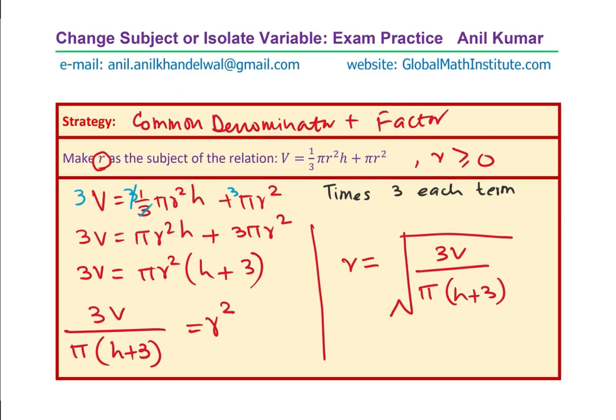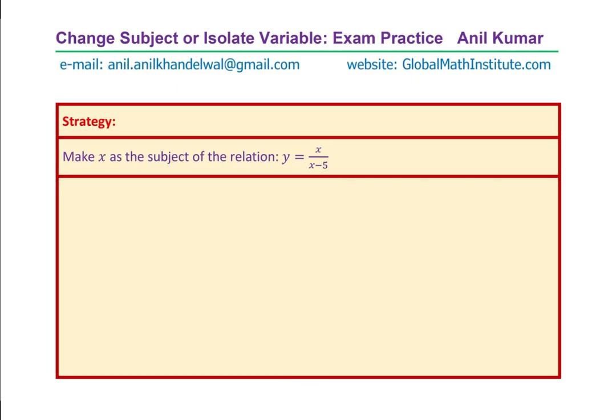Now let's move on to the next question, which is involving variables in both numerator and denominator. The question here is y equals to x over x minus 5. And the question is, make x as the subject of the relation y equals to x over x minus 5. How will you do this? Well, you see it is like a proportion, and therefore the strategy should be what? Cross multiplying.